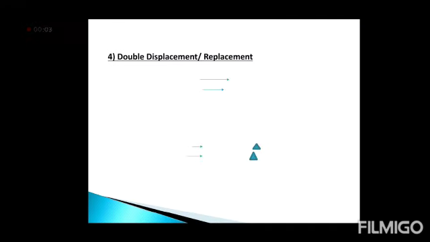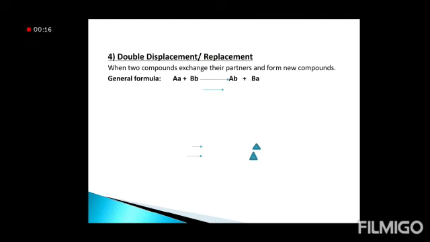Number 4 is double displacement or replacement reaction. When two compounds exchange their partners and form new compounds, the reaction is said to be a double displacement reaction. General formula, capital A small a plus capital B small b arrow capital A small b plus capital B small a. Here you can see that on the reactant side, small a and small b were present, which have changed their position on the product side.